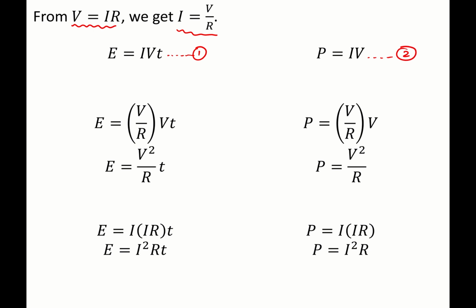Now if I take E equals IVT, I sub I equals V over R into equation 1. I'll end up with E equals V over R times VT. And hence E equals V squared over RT.